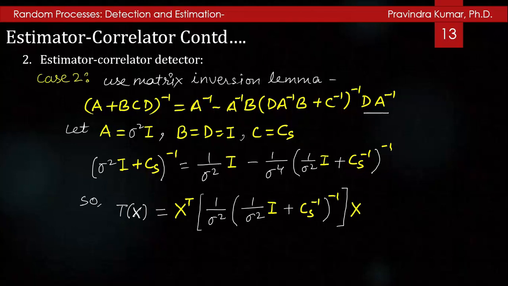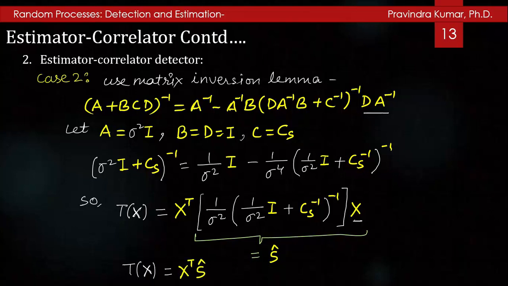So the test statistic here is T(x) equal to x transpose into 1 by sigma square and the inverse of the matrix (1 by sigma square I plus Cs inverse) into x. Now consider it is S cap.